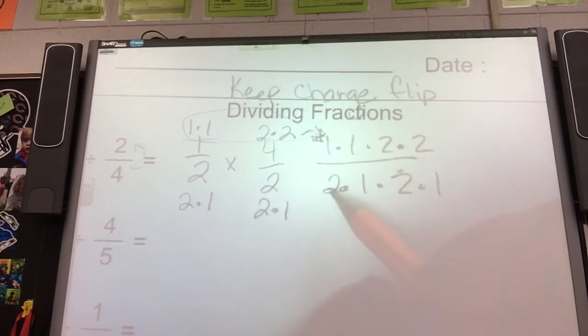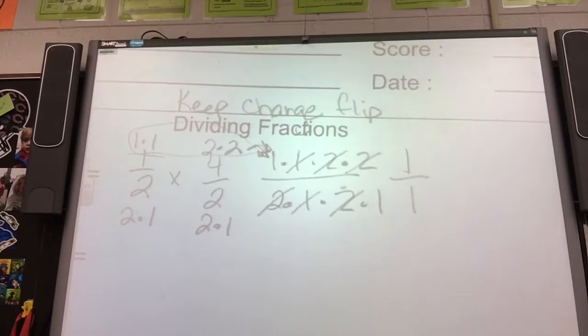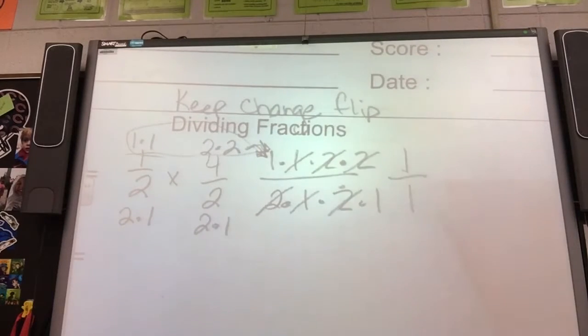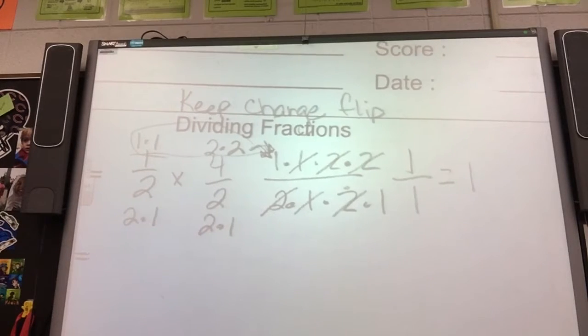Then I'm going to cancel out. I got a 2, I got a 2. Got a 1, got a 1, got a 2, got a 2. And I end up with 1 and 1. What's 1 over 1? Just equals 1. Any number that's over itself is always just 1. Doesn't matter if it's 6 over 6, 2 over 2, 5 over 5, 18 over 18, it equals 1.